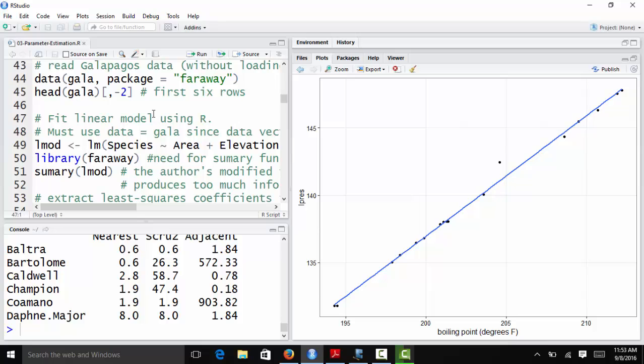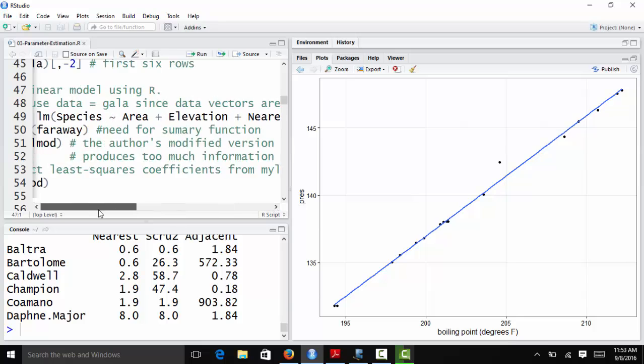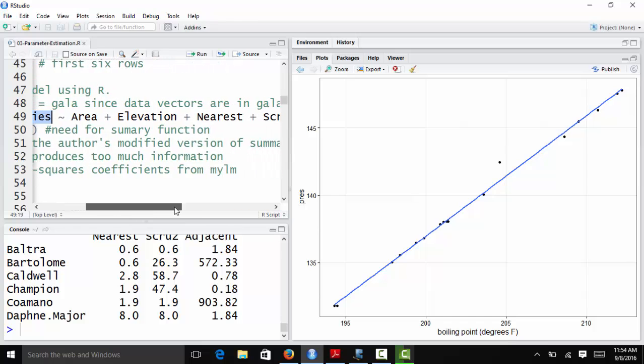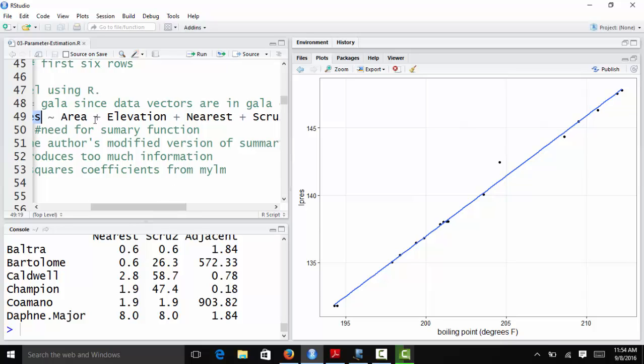And now we want to fit our linear model. I've already alluded to this in class, but the most important function that we're going to use throughout the entire semester is this lm function, which stands for linear model. With the lm function, you really just need to specify the response variable, and then this tilde means regress on. So we're regressing species on the variables on the right-hand side. And what we do here is we just add the variables that we want to regress the response on. So we want the Area variable, the Elevation variable, the Nearest variable, and the Scruz variable, and I guess the Adjacent variable.